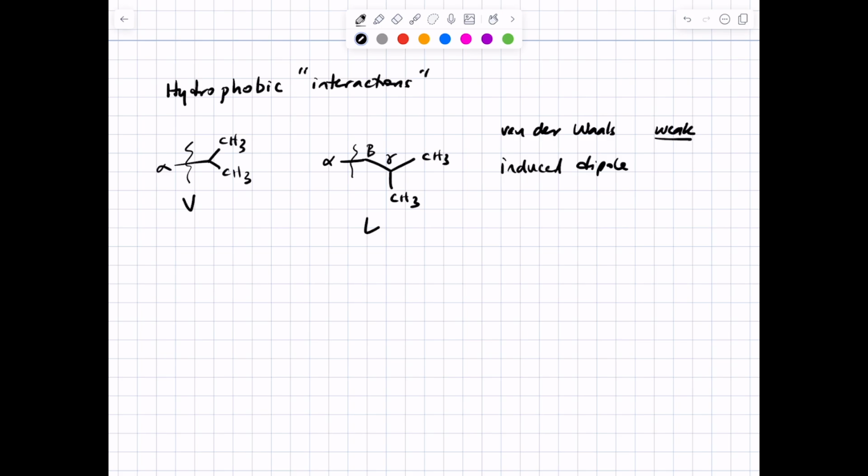So people talk about hydrophobic interactions as though they're strong. The van der Waals interactions themselves are weak. However, the hydrophobic effect is quite strong. What is the hydrophobic effect?